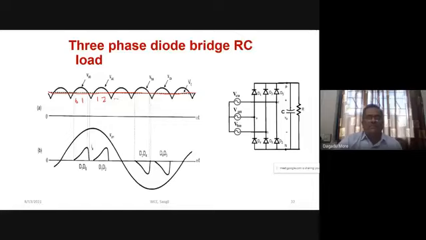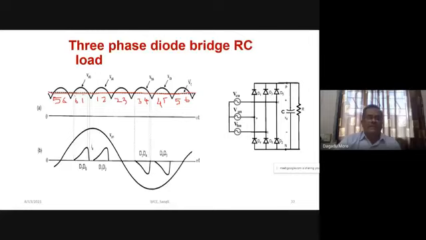Here device number 2 and 3 are conducting. Here 3 and 4 are conducting. And then 4 and 5 will conduct. And then this will be 5 and 6. So we have 6 pulses. So it is called a 6 pulse rectifier.